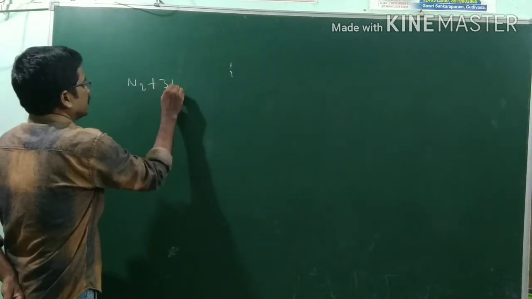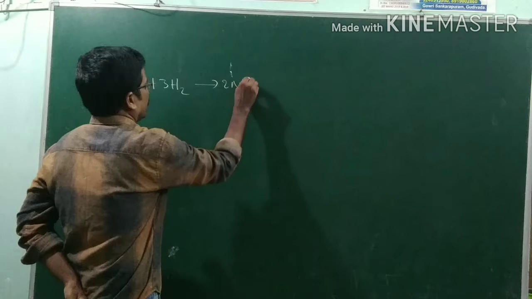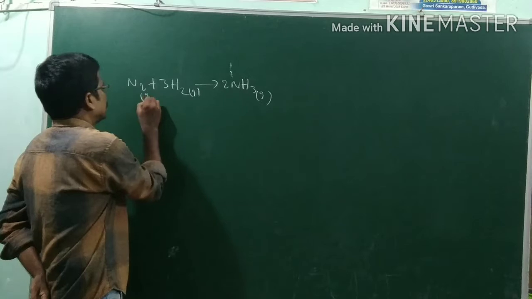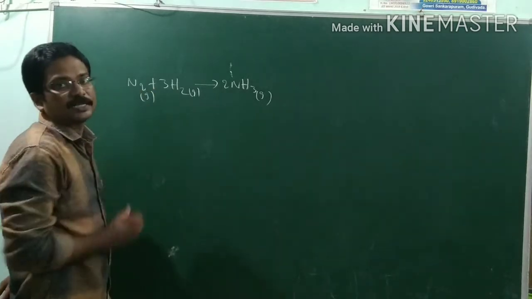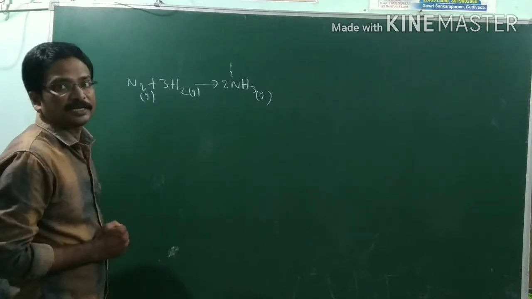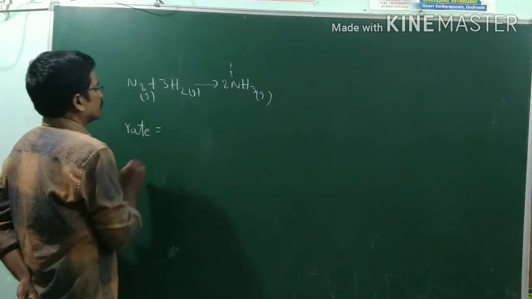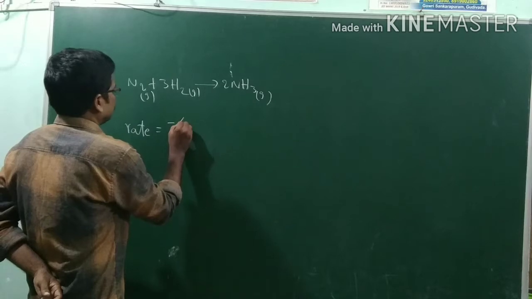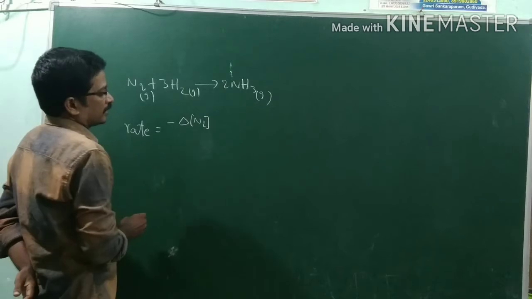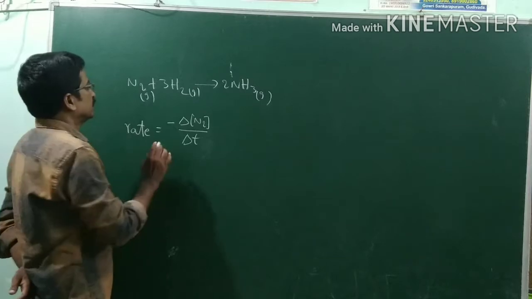N2 plus 3H2 gives rise to 2 NH3. All are gases. For this reaction, how do we write the rate? Rate is equal to minus del concentration of N2 by del t. You can write it like this.